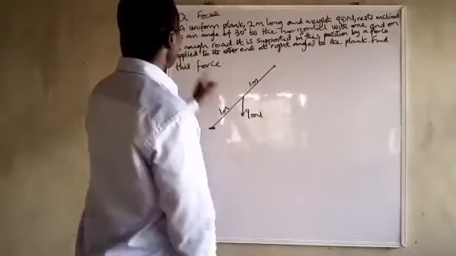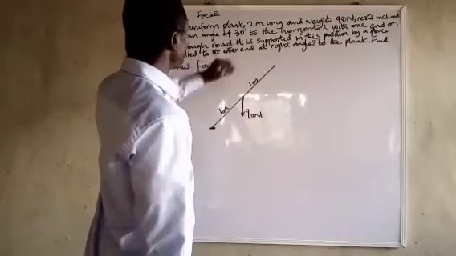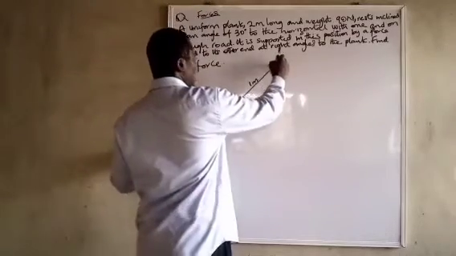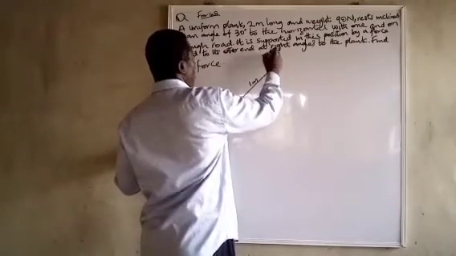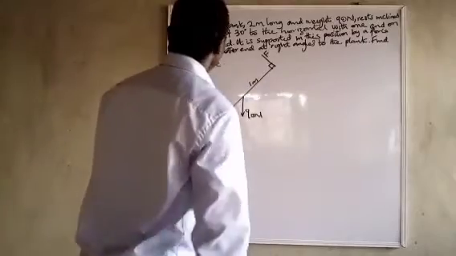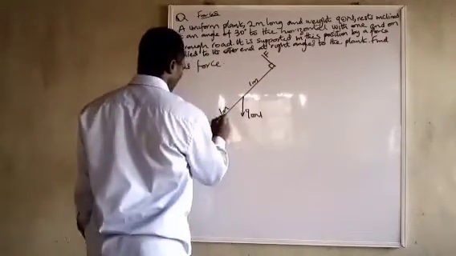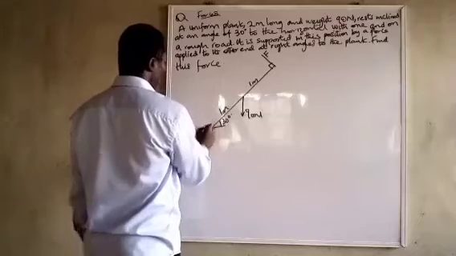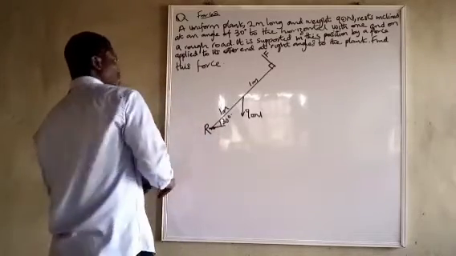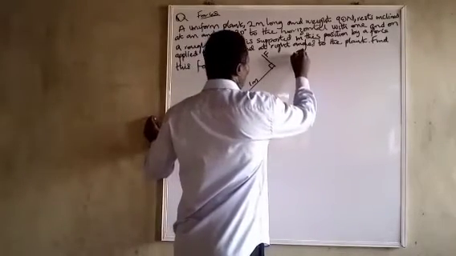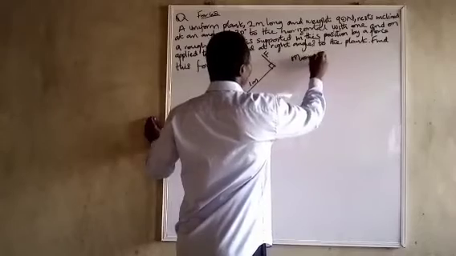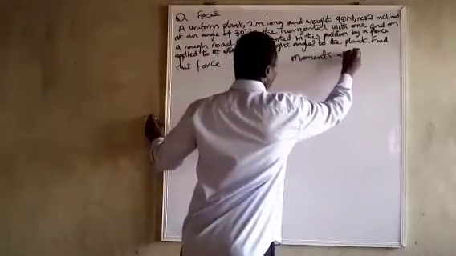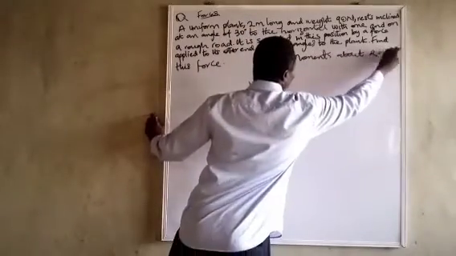And we are told that it is kept in this position by a force applied to its other end at right angle, which means the force is like this. Let's make it F. Find this force. We have this angle to be 30 degrees. So let's call this place R. So moment about R. Moment about R is equal to 0.